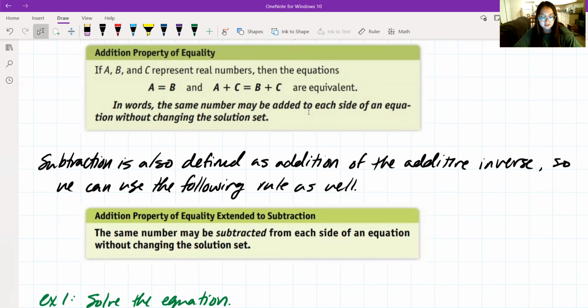Subtraction is also defined as addition of the additive inverse, so we can also use the following rule. The addition property of equality extended to subtraction tells us that the same number may be subtracted from each side of an equation without changing the solution set. So now we're extending our addition property to say that we can add or subtract anything from each side of an equation to have our equation remain equal.